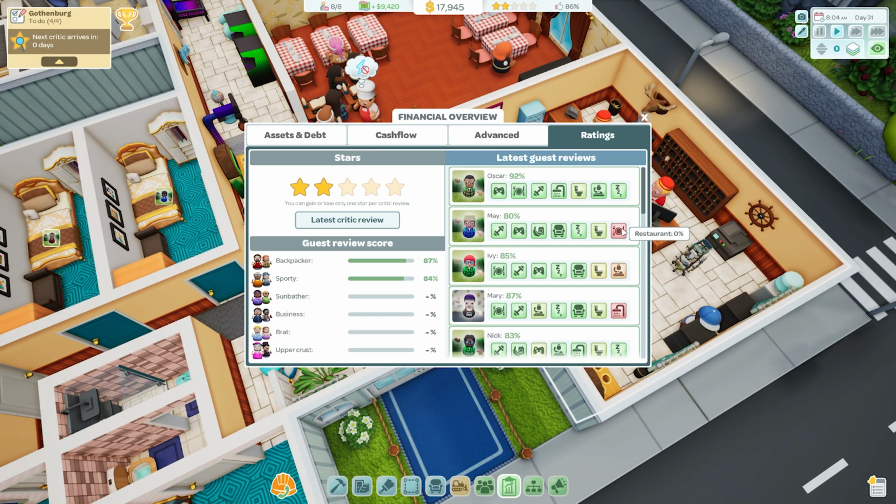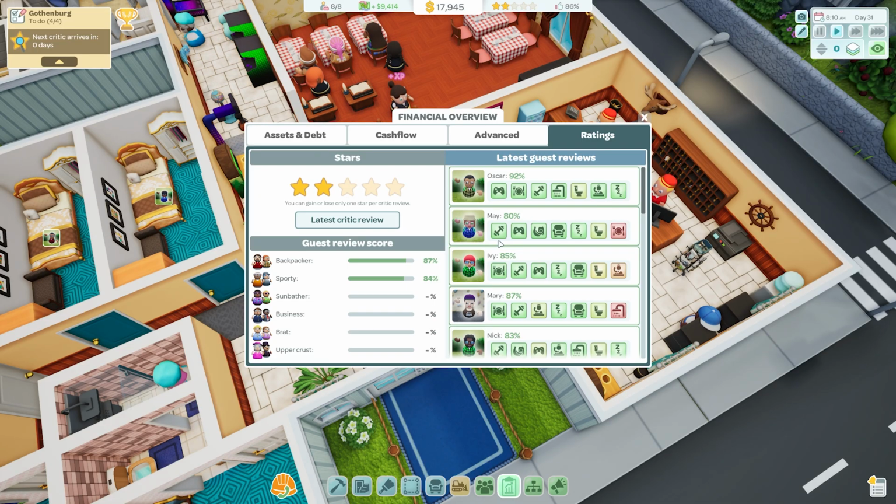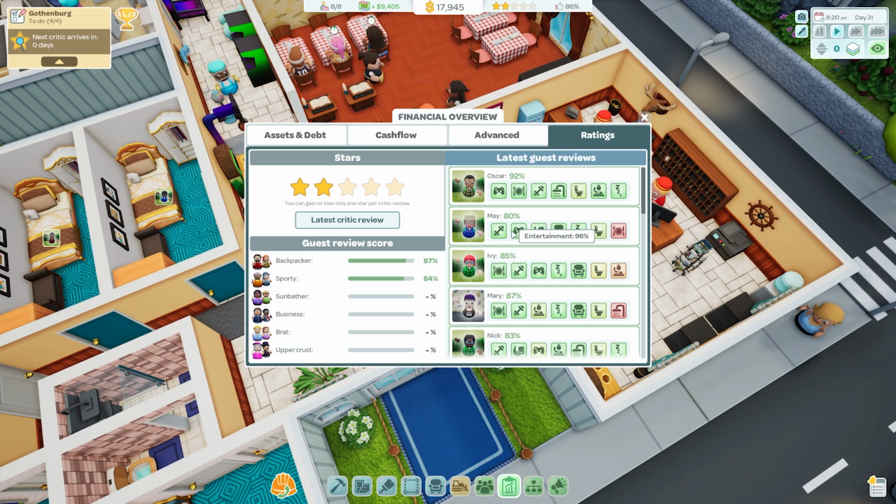And then there's this one complaint about the restaurant, but I'm not sure. I also don't know what day these were made, so I have no idea. Is this something that was very, very recent, or something that was several in-game days ago, right? Or several in-game weeks ago, or whatever.